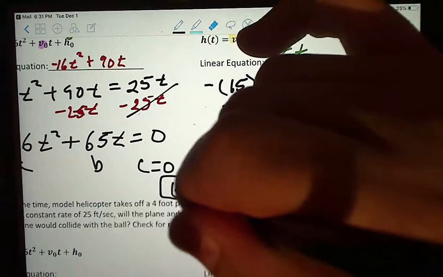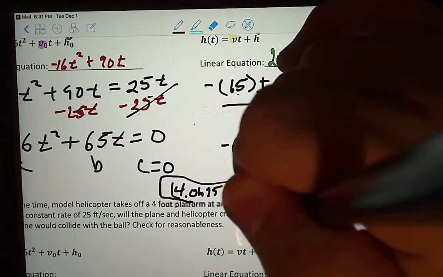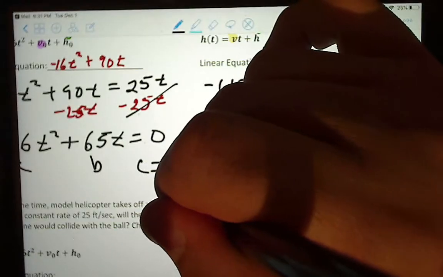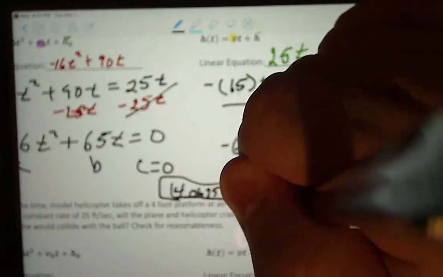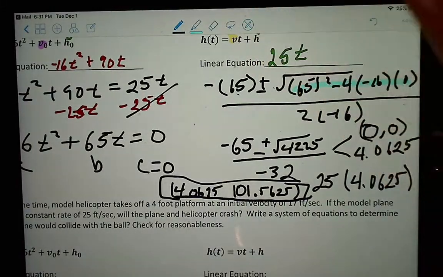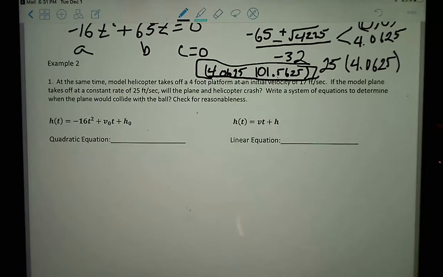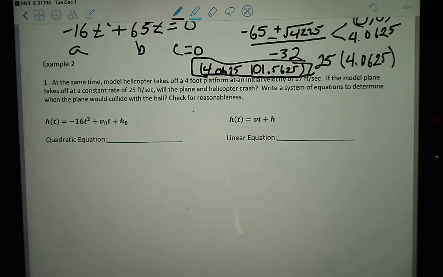Okay. Hold on, let me do something real fast. Okay, so then look at the next one. And again, try it first. I'll be back here in a second to show you how I did it. Okay. I will give you one right here. There's a 4-foot platform, which is going to change your starting height or initial height, depending on what you're looking at.